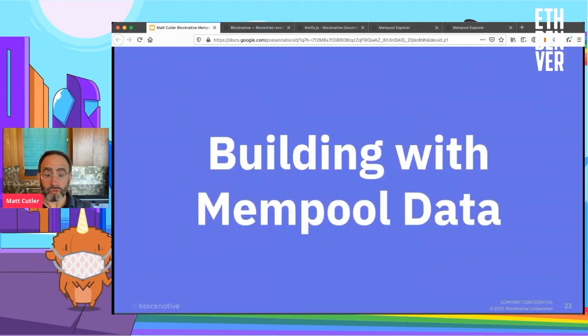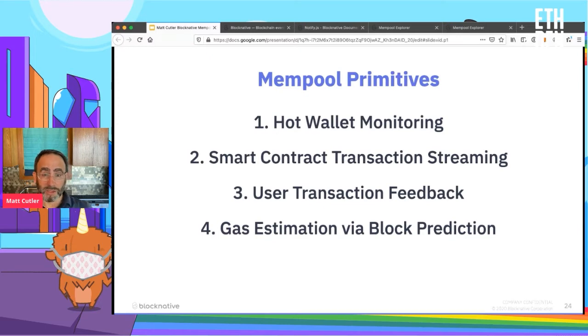So let's talk about building with mempool data, and give some examples of some of these primitives that we're pioneering and how you as a builder can incorporate them into your hacks now at ETHDenver, but also into everything that you're going to be building moving forward as you participate in the ecosystem. So what I'm going to go through today are 4 primitives, and the idea here is it's kind of crawl, walk, run, where we start with some simple ones to get a feel for it. And then we build up to more sophisticated concepts.